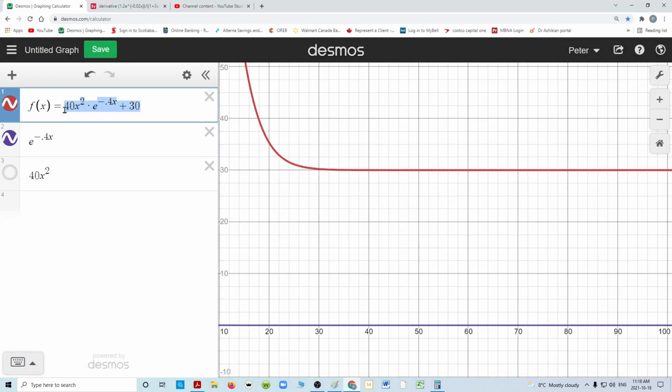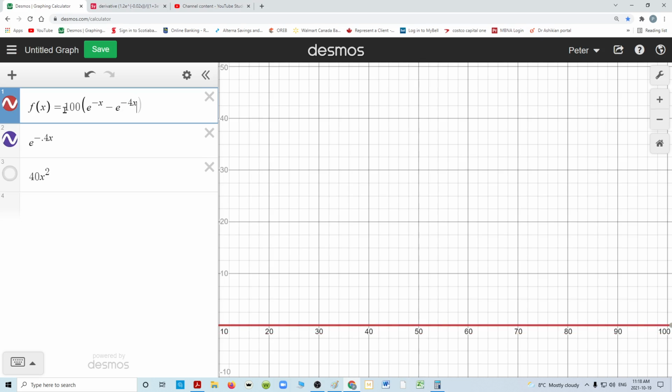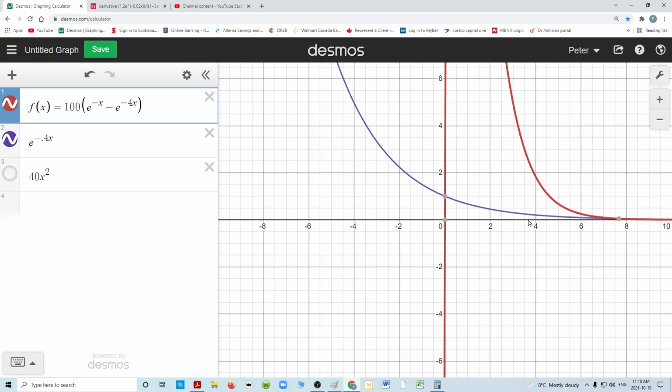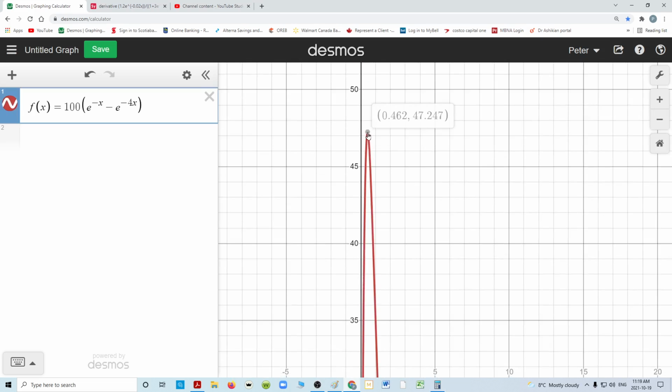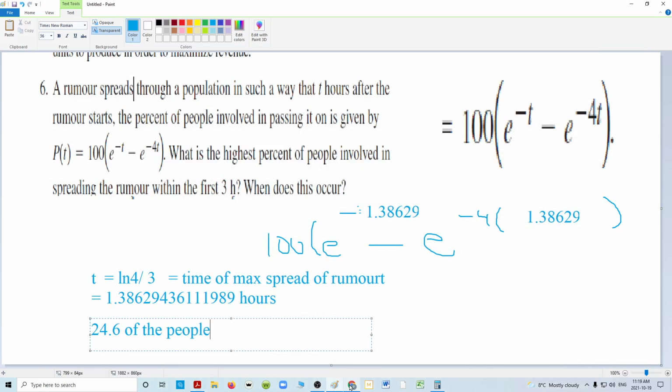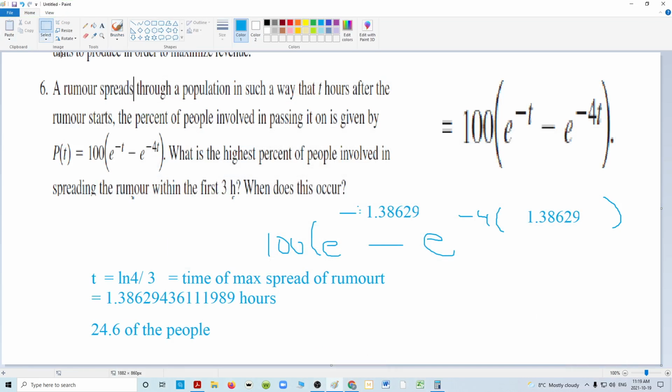Okay, we got 100 times e to the negative x minus e to the negative 4x. Let's hit home button, see if it looks like it, get rid of this thing. And sure enough, it's going to hit a peak up here. And I got everything wrong. Let's make sure I got the equation right. Yeah, I got the first calculation wrong, which will make my second calculation wrong. So I'm more concerned about what I got wrong there.